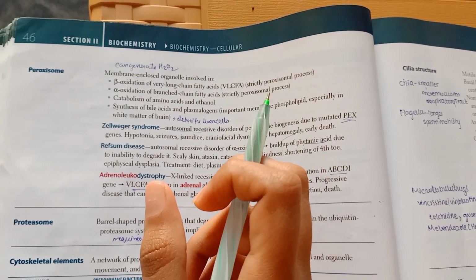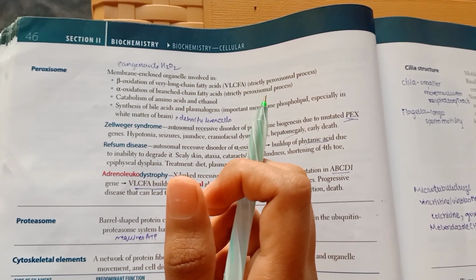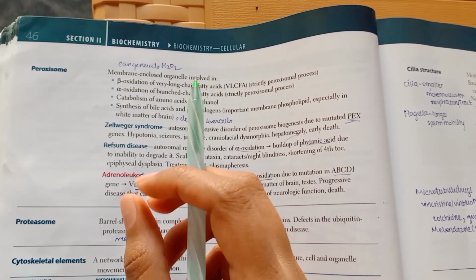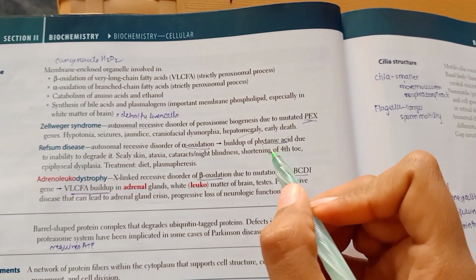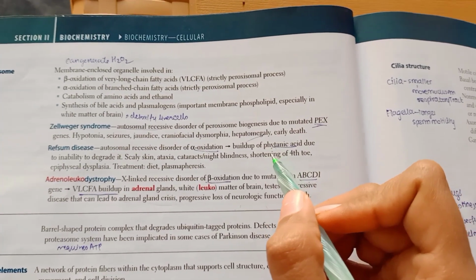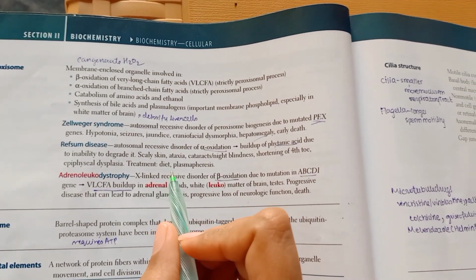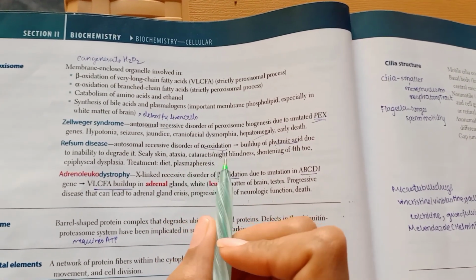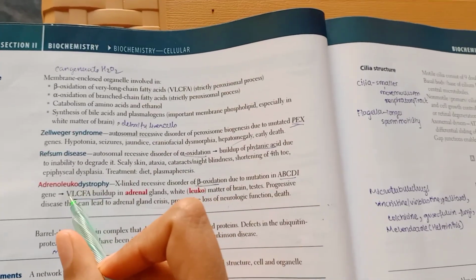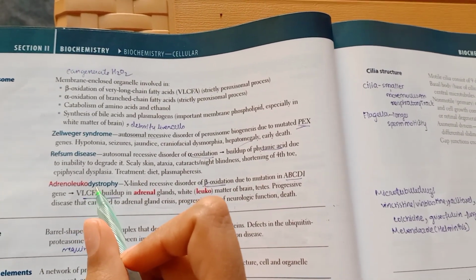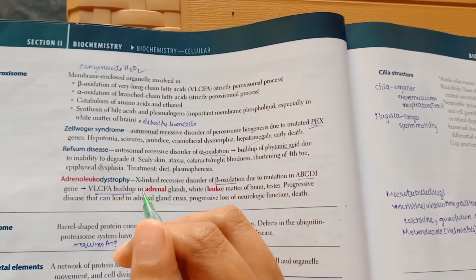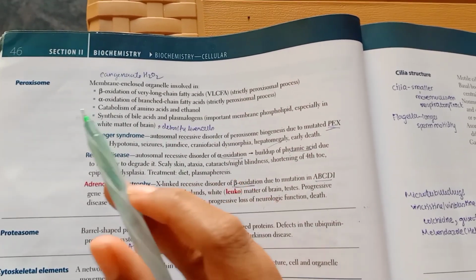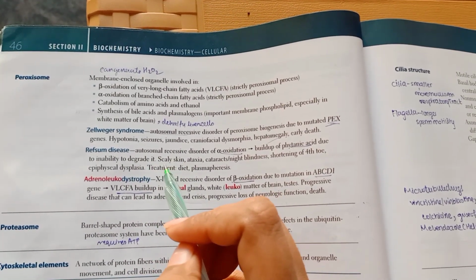Now coming to Refsum disease, this is also an autosomal recessive disorder, but here the problem is with alpha oxidation. If there is no alpha oxidation, then the branched chain fatty acids will get accumulated, especially phytanic acid accumulation, and this will lead to scaly skin, ataxia, cataract, shortening of especially the 4th toe, and epiphyseal dysplasia. So the treatment is diet and plasmapheresis. We need to give new plasma so that we may get the peroxisome and this will reduce it.